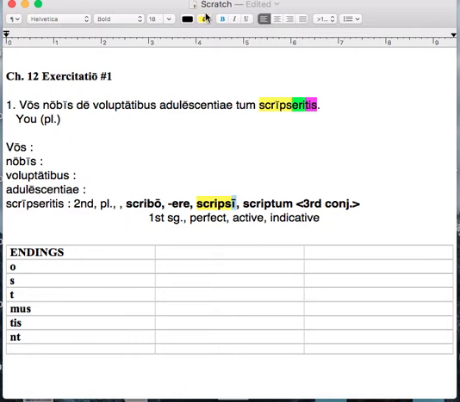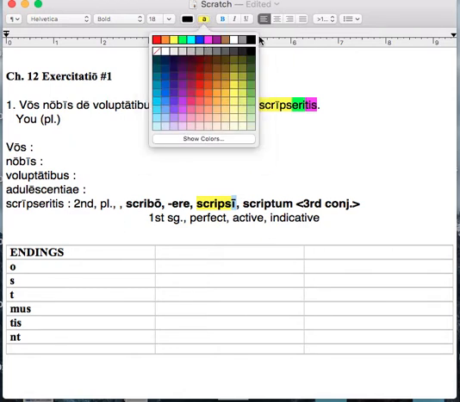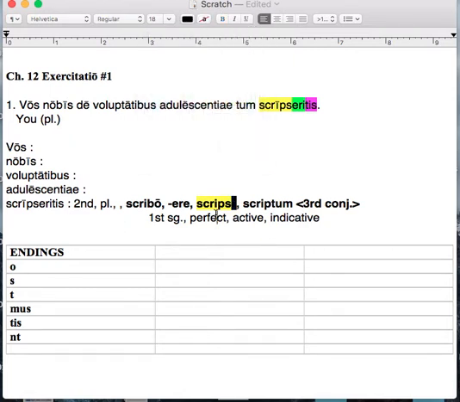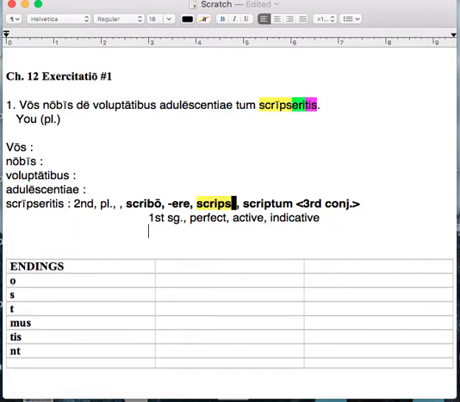And the stem part of it, if we just ignore the ending, is the stem for three tenses. It's the stem for the perfect, the future perfect, and the pluperfect. Okay, so that was a lot of information. So I'll give you a second to process.